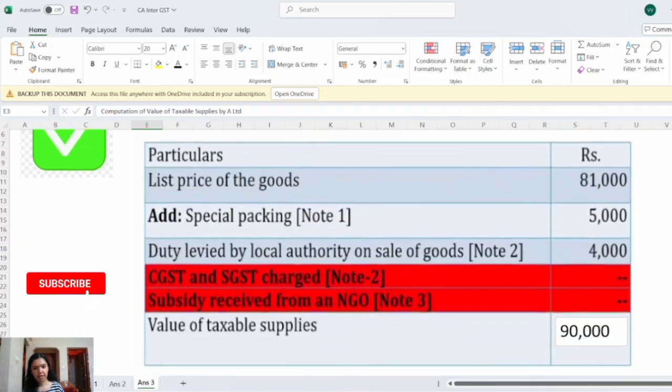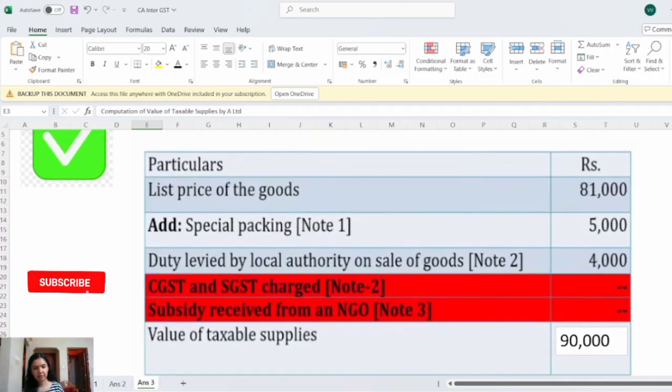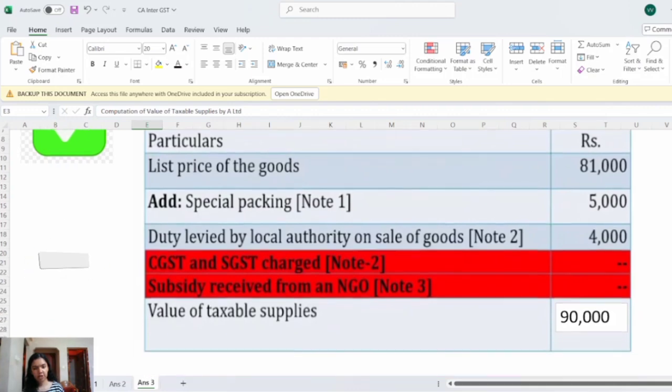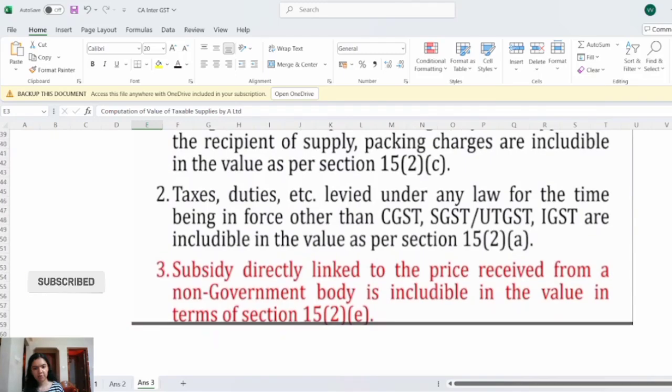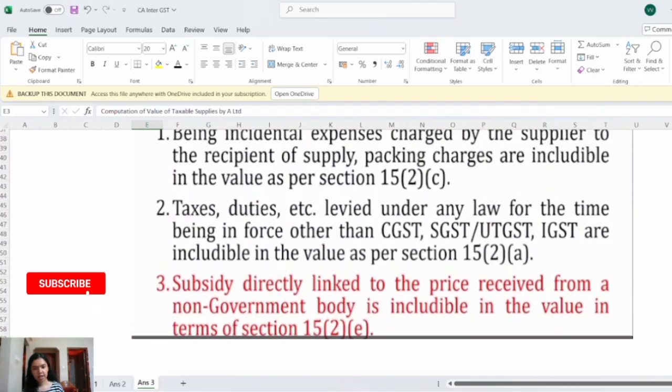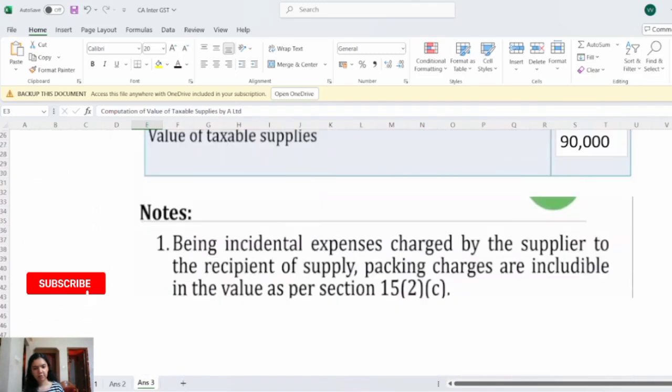So in this third case, this type of presentation is the correct one, in which you have shown each and every line item. You have also linked a note to it, stating why you are including, excluding, or not giving any treatment for that particular line item. This has been clearly mentioned in the form of notes to your answer. So this is the right way of presenting the answer.